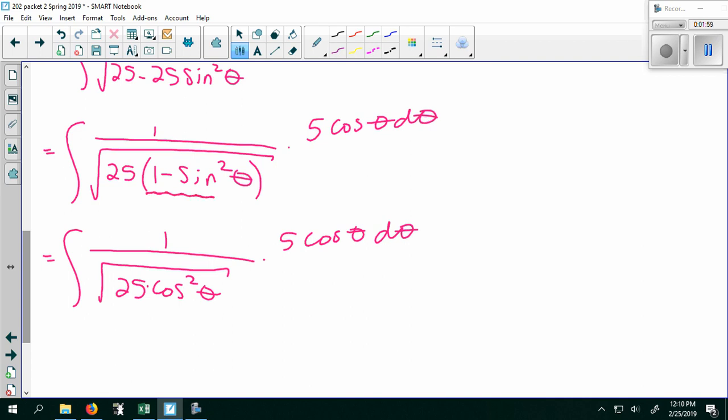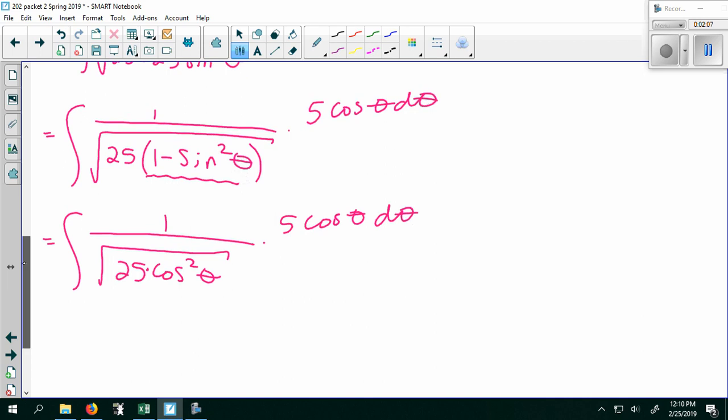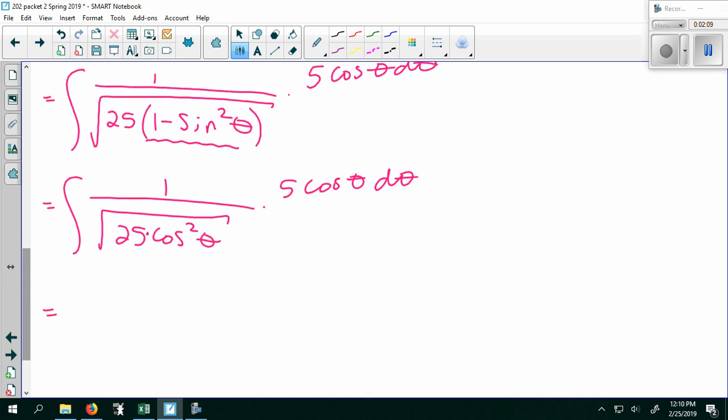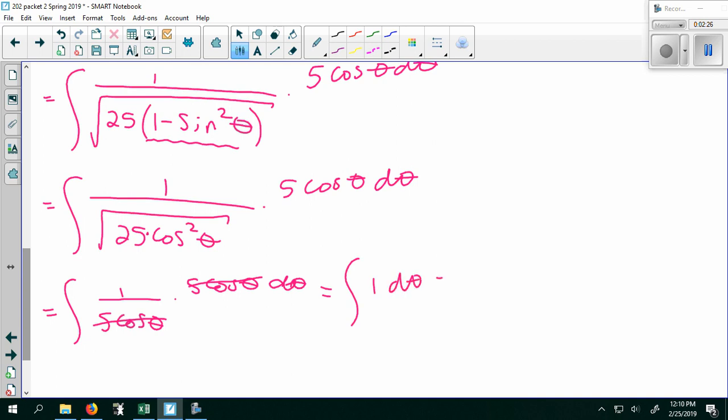So when we were up here, we could not have done the square root of 1 minus the square root of sine squared. That's not allowed. Once you have it as a product, though, you can take the square root of each factor separately. So this becomes the integral of 1 over 5 cosine theta times 5 cosine theta d theta. My 5 cosine thetas cancel, and this is the integral of 1 d theta, which is theta plus c.